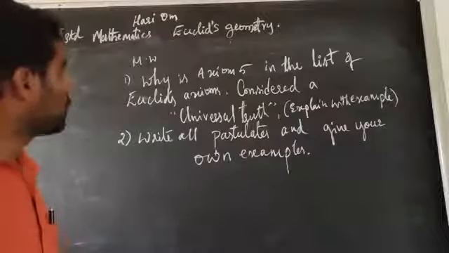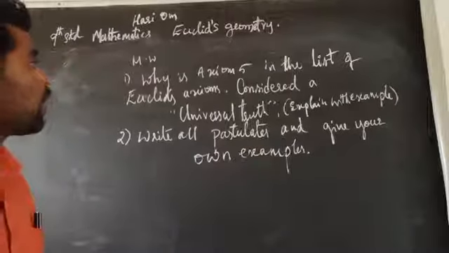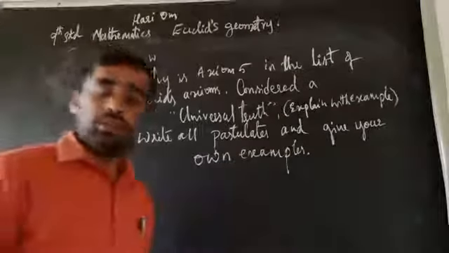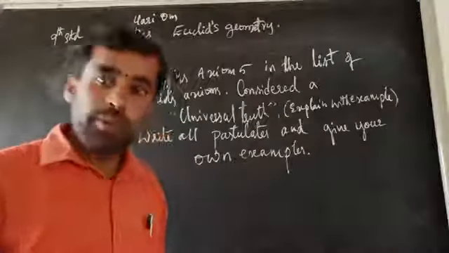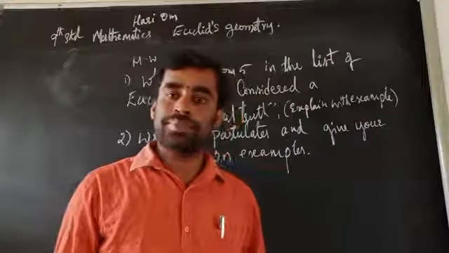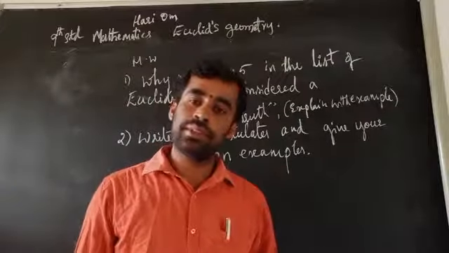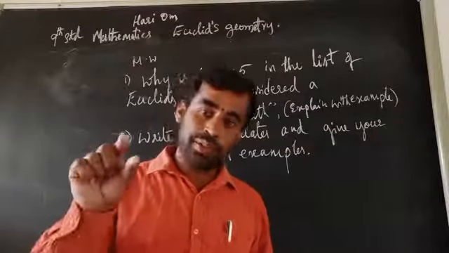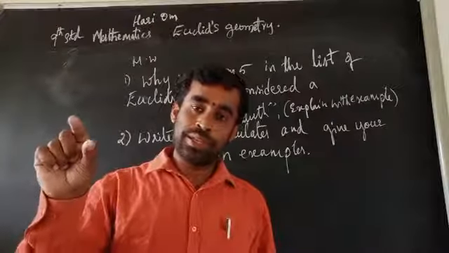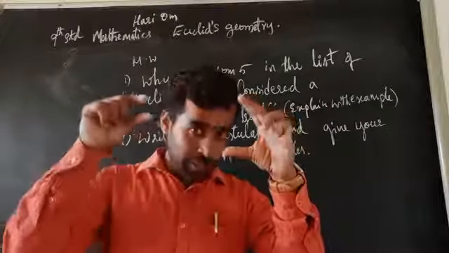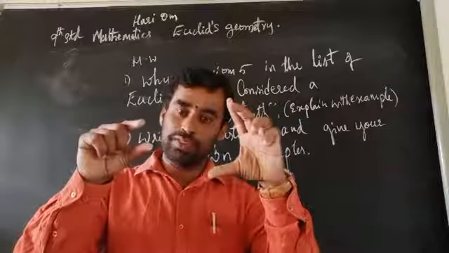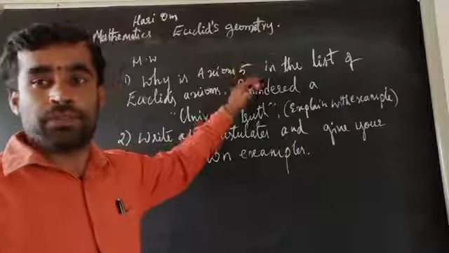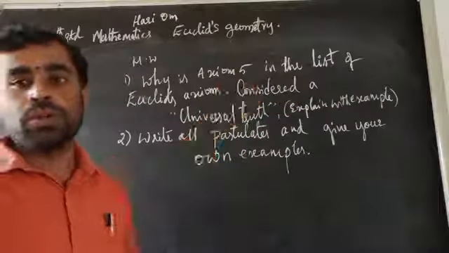Dear students, today's homework. Why is axiom 5 in the list of Euclid's axioms considered universal? So we know that axiom 5 is what? The whole is greater than a part. You take any whole thing. You take 1 liter of water. In that you can take 100 ml of water. 1 liter of water is greater than 100 ml of water. So always the whole is what? Greater than a part. So you have to explain with your own examples. You can give any one example.